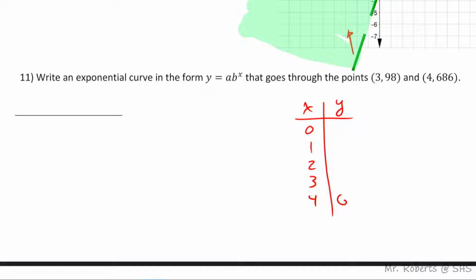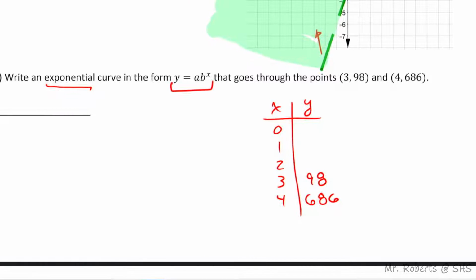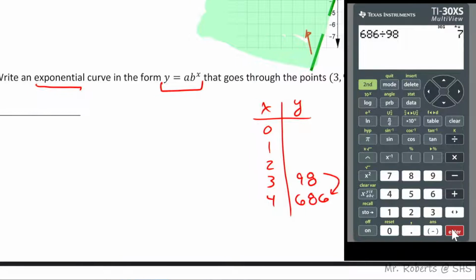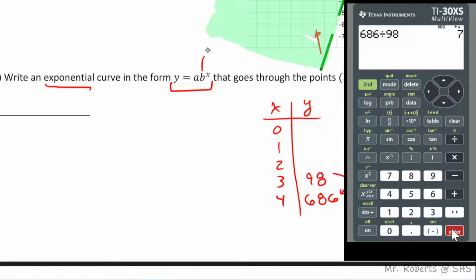The 4th term is 686. The 3rd term is 98. Now, this is an exponential curve, so I can figure out what my multiplier is because these numbers live right next to each other. I would grab my calculator and take the bottom term, 686, and divide it by the previous term, 98. That tells me that as I go down this list, I'm multiplying by the number 7 each time. That means that b, my multiplier, is the number 7.